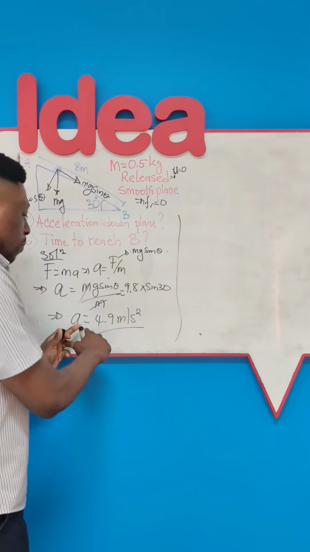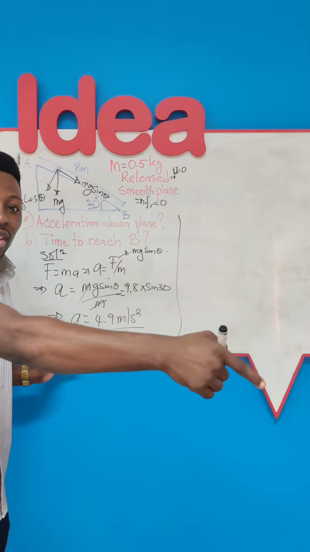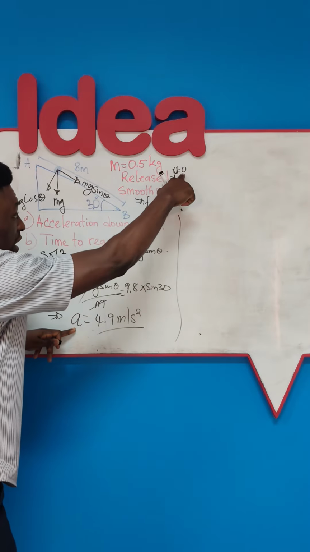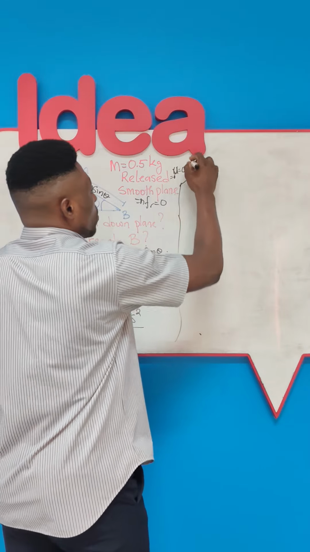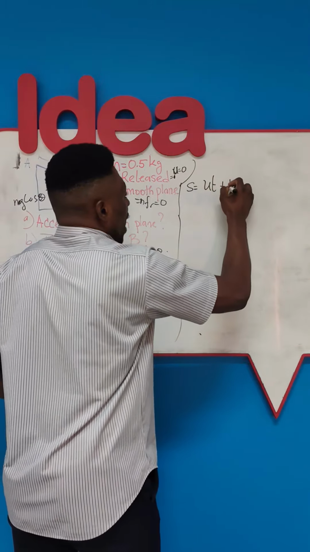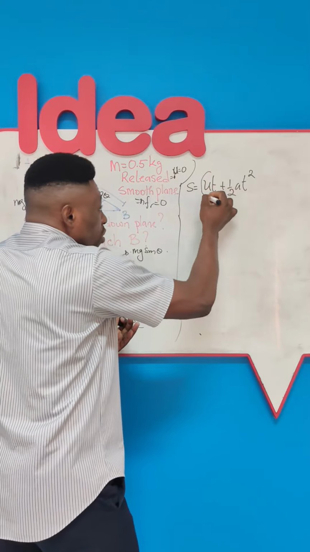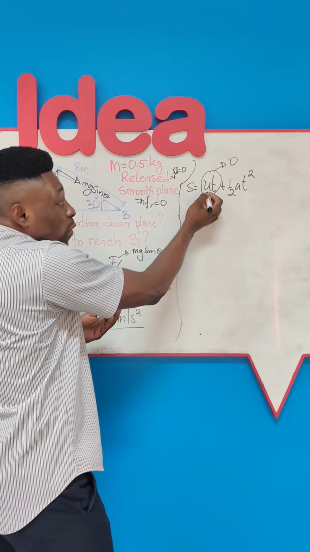Now, how to find the time it takes to reach B? Now that we have this important component, we will use one of the equations of uniformly accelerated motion, which combines the initial velocity and the time which we are looking for. And it's none other than S equals ut plus half at squared. We have to bear in mind that the ut component will boil down to 0. Why? Because the initial velocity is 0.